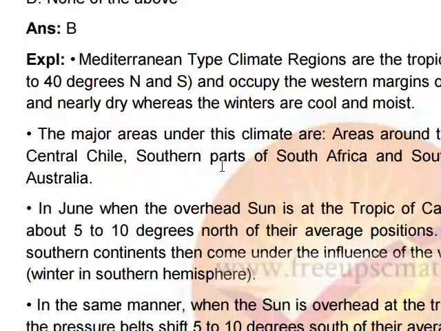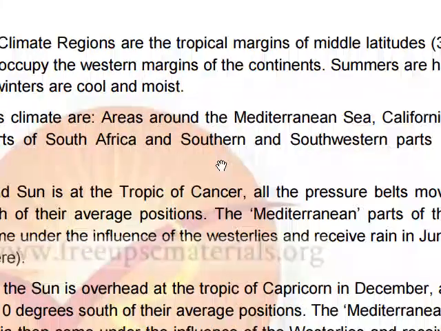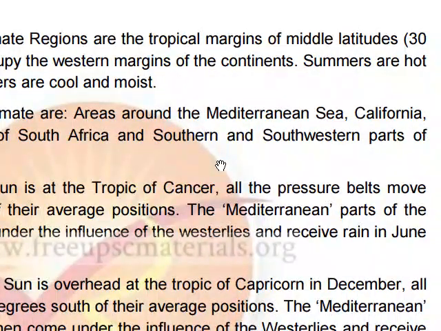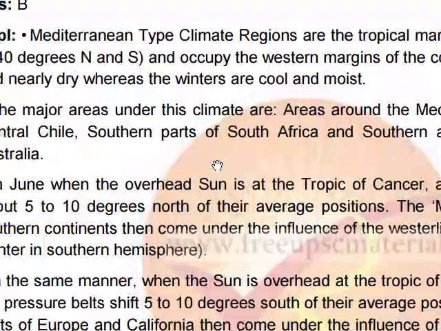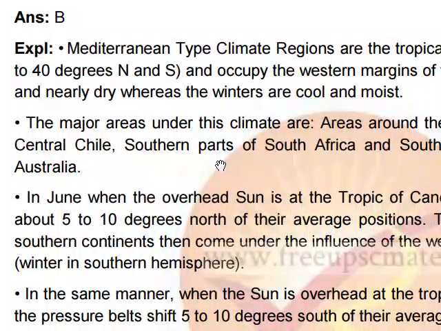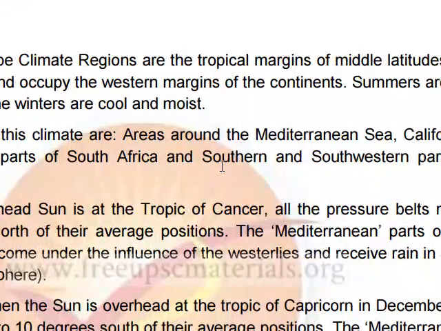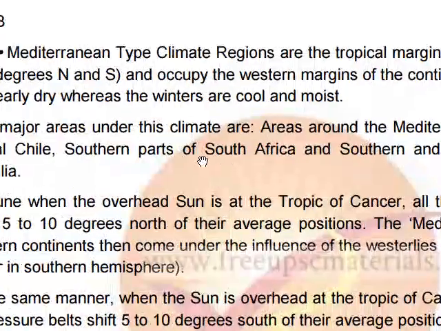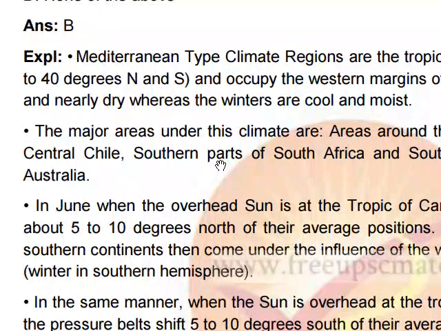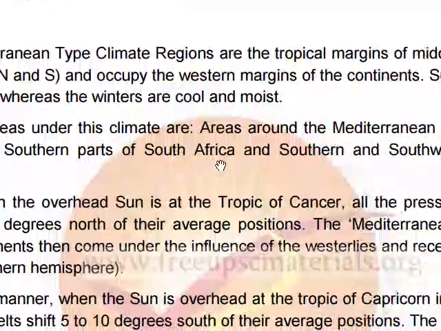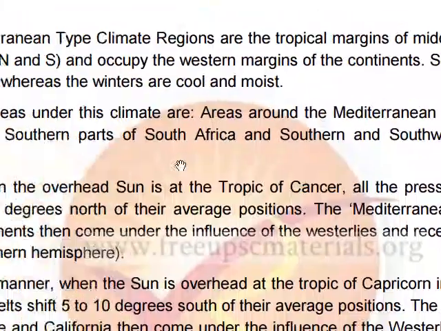The major areas under this climate are the areas around the Mediterranean Sea, California, central Chile, southern part of South Africa, and southern and southwestern parts of Australia.